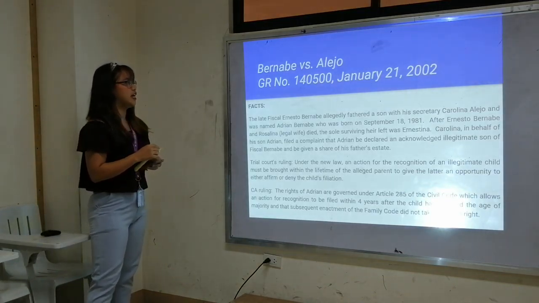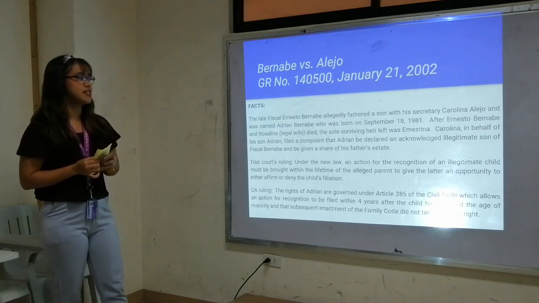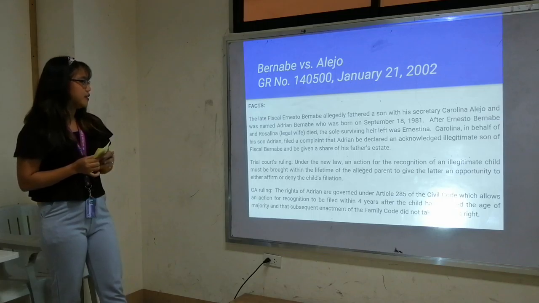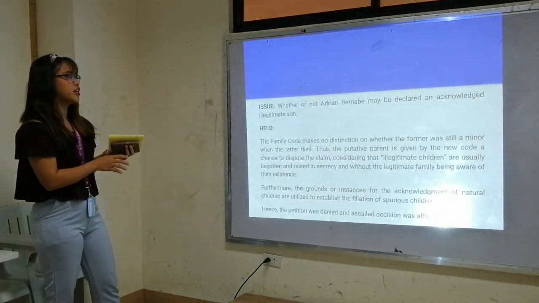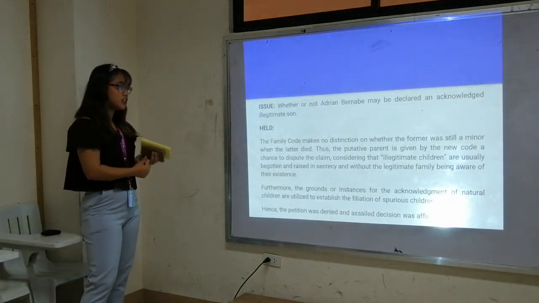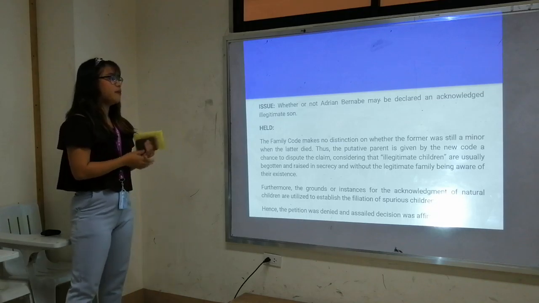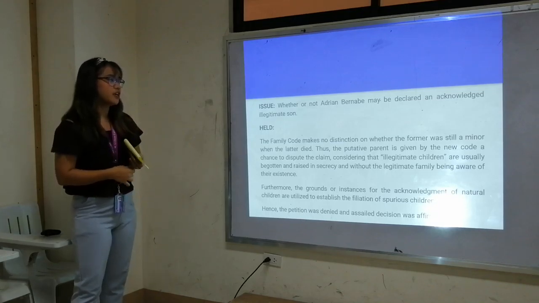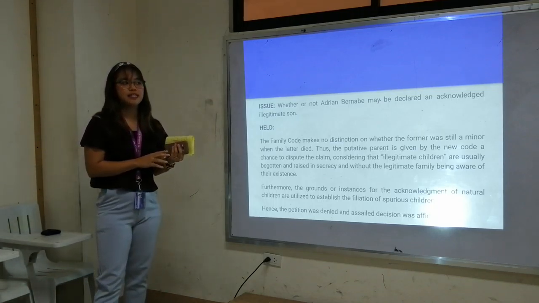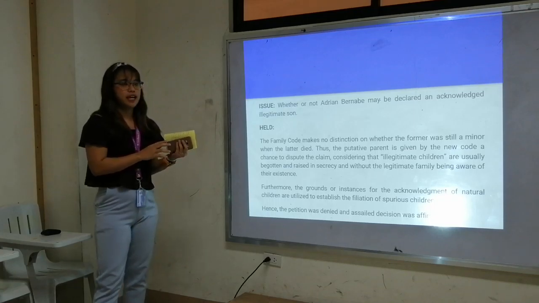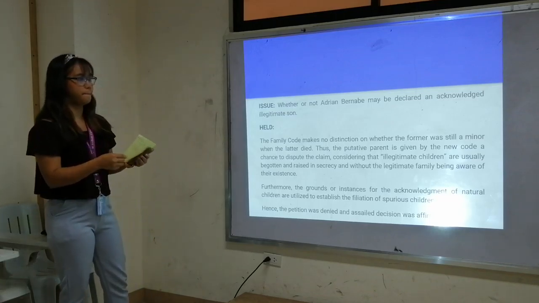In the case of Bernabe versus Alejo, the late Fiscal Ernesto Bernabe allegedly fathered a son, named Adrian Bernabe, with his secretary, Carolina Alejo. The issue in this case is whether or not Adrian Bernabe may be declared and acknowledged as an illegitimate son. In this case, the Family Code makes no distinction whether the child was still a minor when the parent died. The ruling of the Supreme Court in this case is that Adrian may claim filiation as the son of the late Fiscal Bernabe.